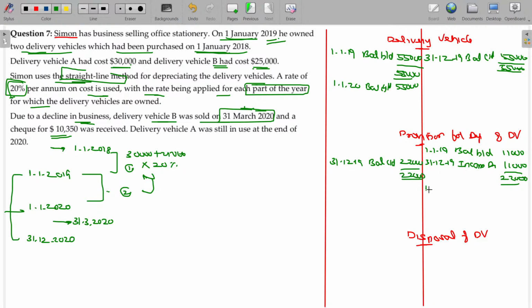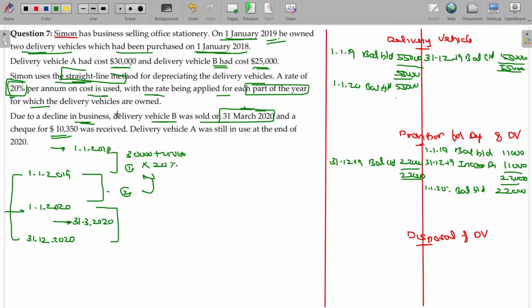In the next year, 1/1/20 balance brought down being 22,000. So we got the balances as in the year of sale in delivery vehicle as well as provision for delivery vehicle. We come to this year. Now automatically what happens? You have to do the working note.